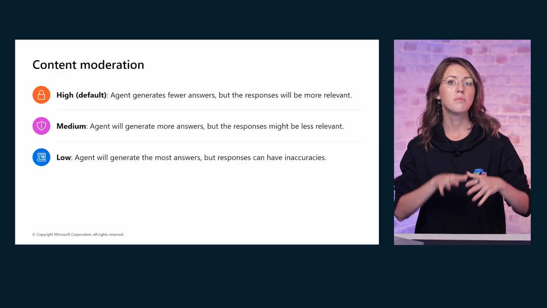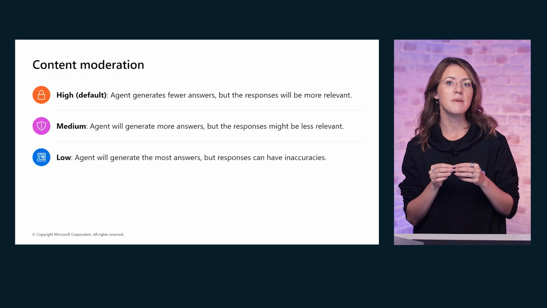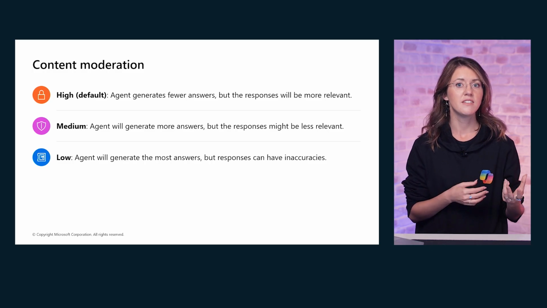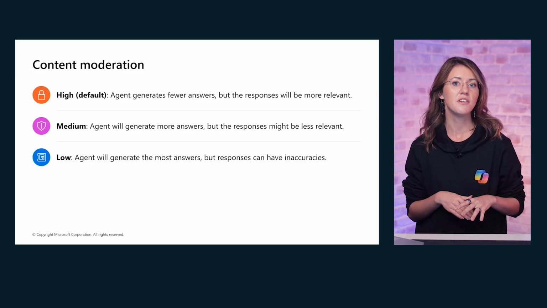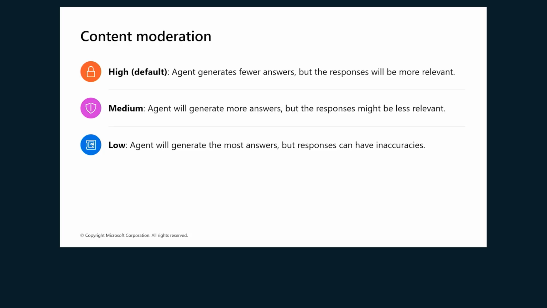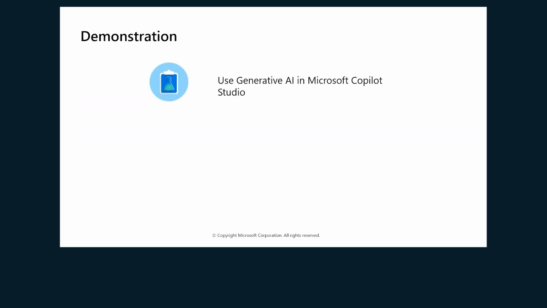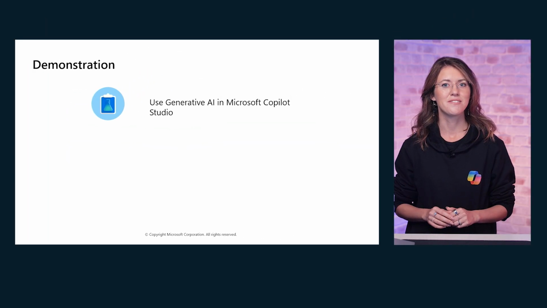Medium allows for a broader range of responses, though some may be less relevant. Mild profanity might be permitted, but anything more severe will be flagged. Low generates the widest range of responses, including casual language and mild humor. However, it still flags anything that crosses a clear line of decency. These moderation settings help tailor the agent's tone and behavior to suit different environments, ensuring a safe and respectful experience for all users. Now, let's see how this works in practice.